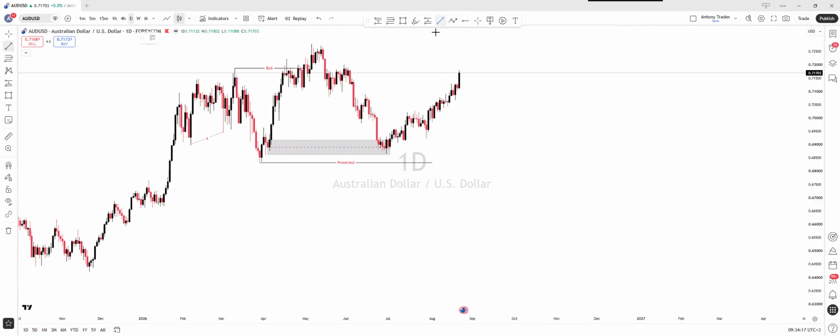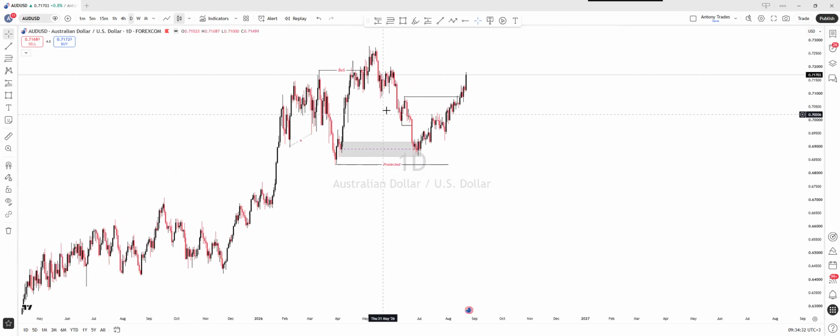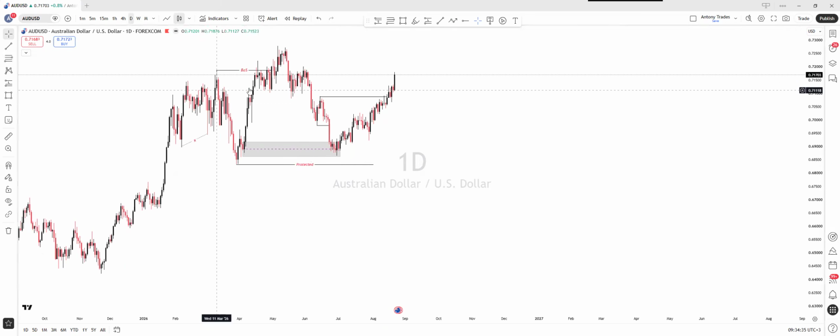And the most important thing, we are seeing an internal change of character. If you look closely, this is our break of structure. And then we have our change of character to the upside. So once we get to see this, that is our confirmation that the internal structure is now agreeing with the external structure. All right.